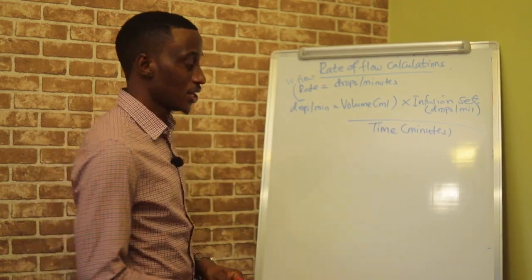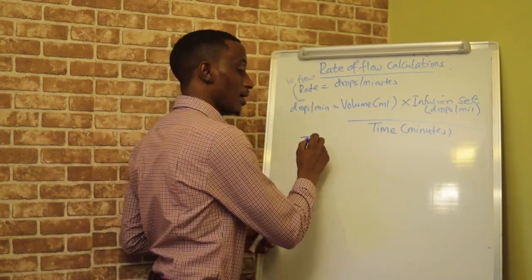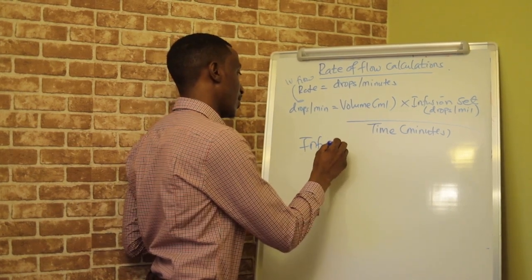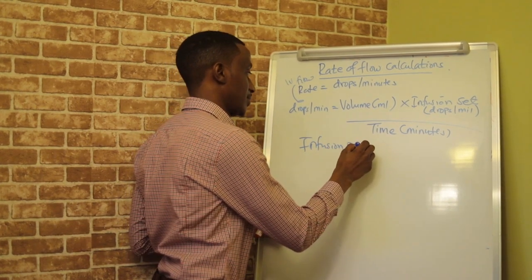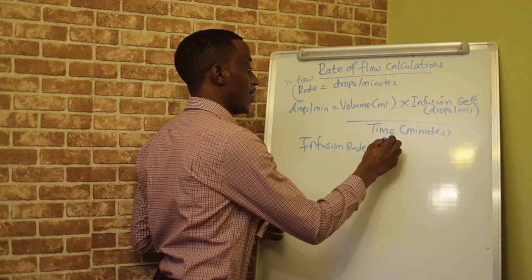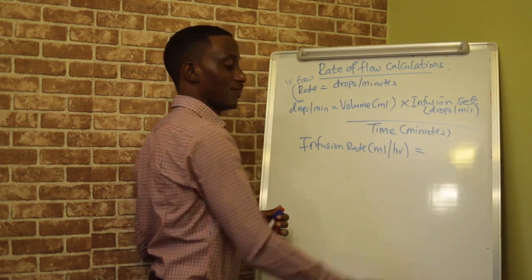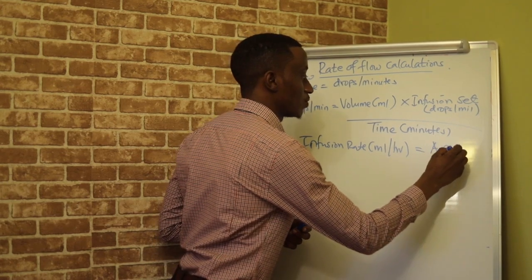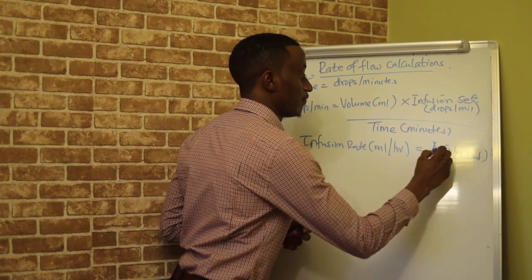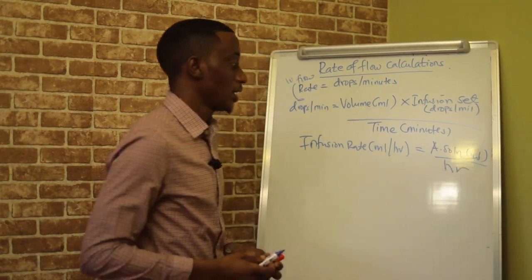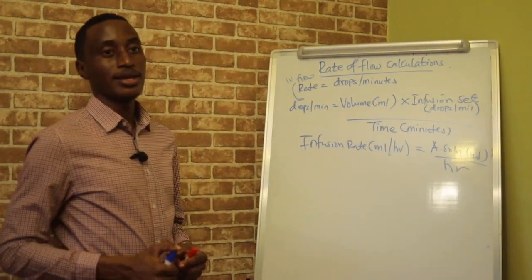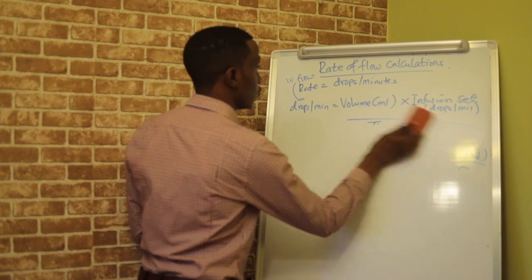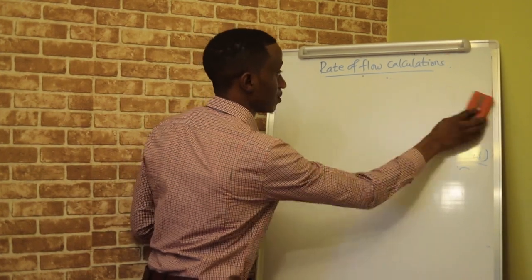But sometimes you may be calculating the infusion rate in mils per hour. Infusion rate in mils per hour. Then you need to have the amount of solution in mils, divided by the number of hours which you need to administer the fluid to the patient. Having known that, let's dig into some examples.